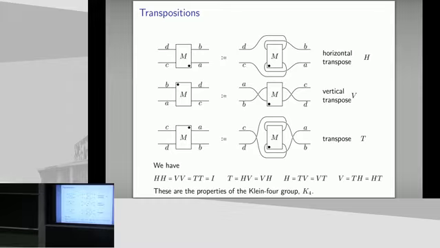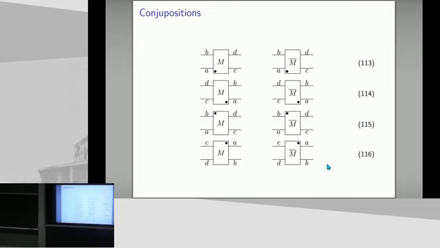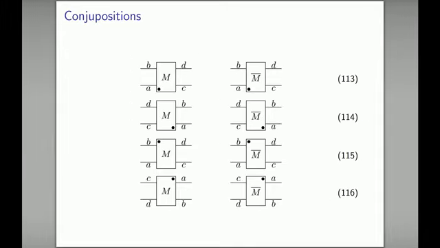Well, you're just moving wires around. You have the horizontal, the vertical, and the transpose. And then you can also take the conjugate of the entries, so you get a total of 8 things you can do.